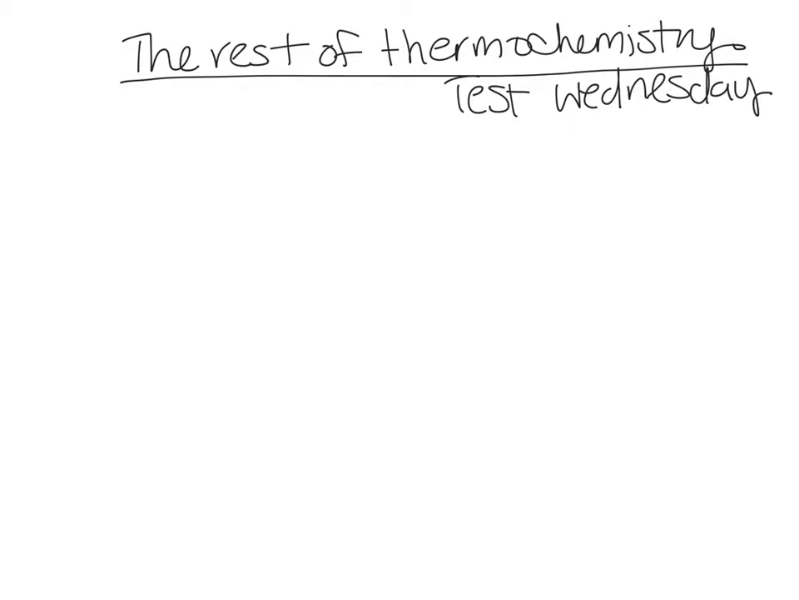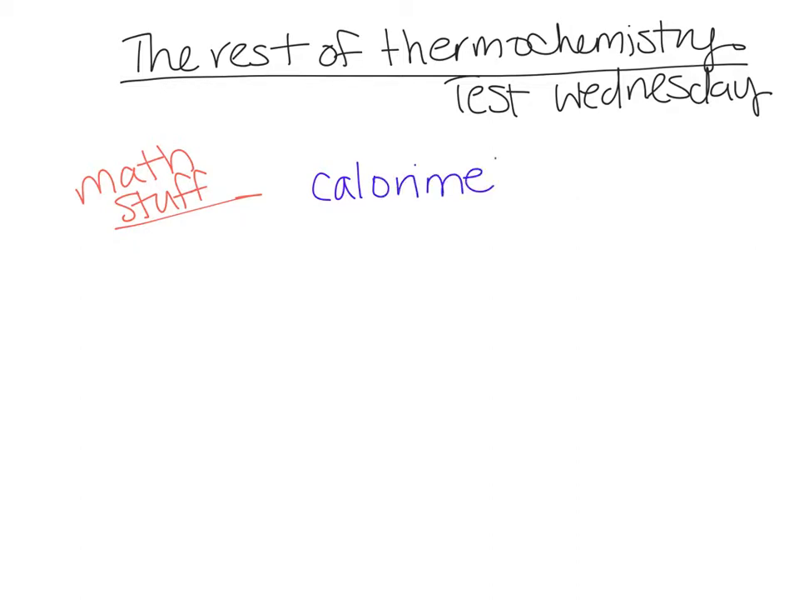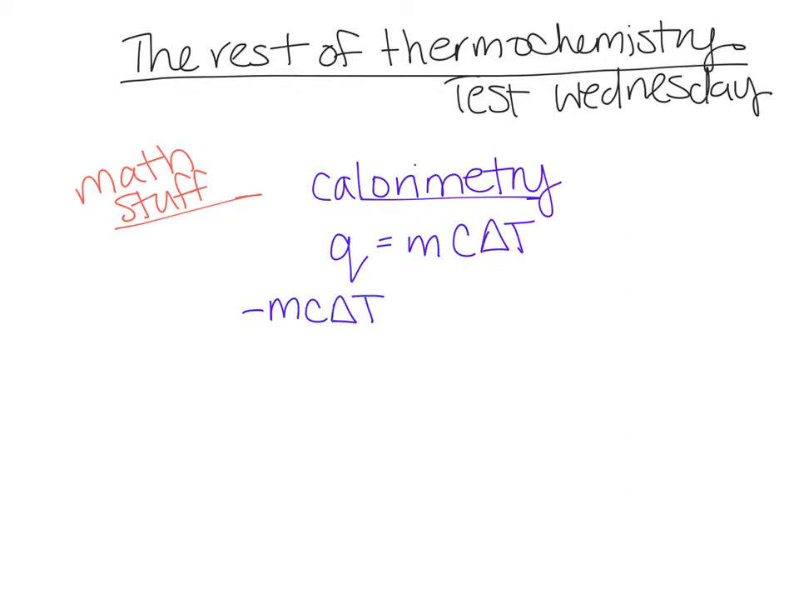Okay, so what we're going to start with on this page is you're going to write math stuff, and we're going to write everything that you need to know that is mathy from this chapter. The first thing that you guys started with was calorimetry, which we have spent so much time on. That one was Q equals mcΔT. And then in the lab, we learned that we can set negative mcΔT equal to a positive mcΔT, and you can usually solve for a missing specific heat or a final temperature or something like that.